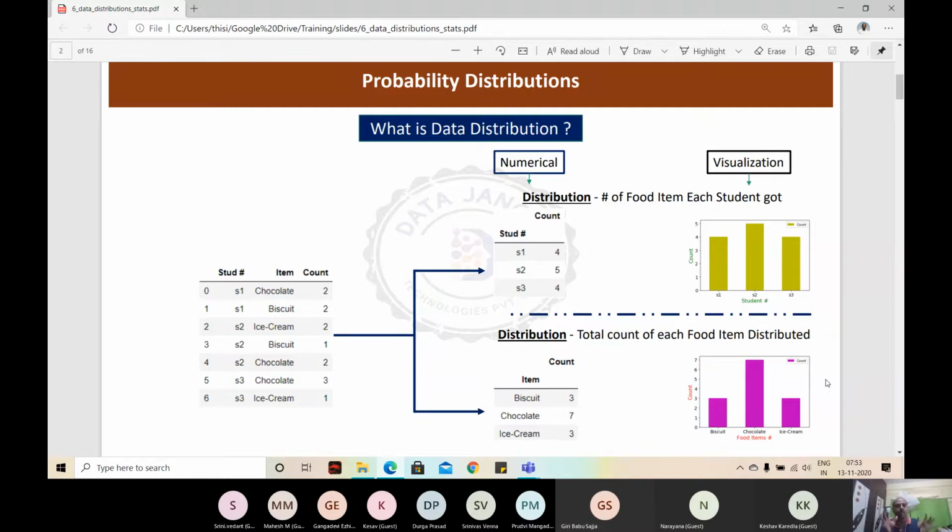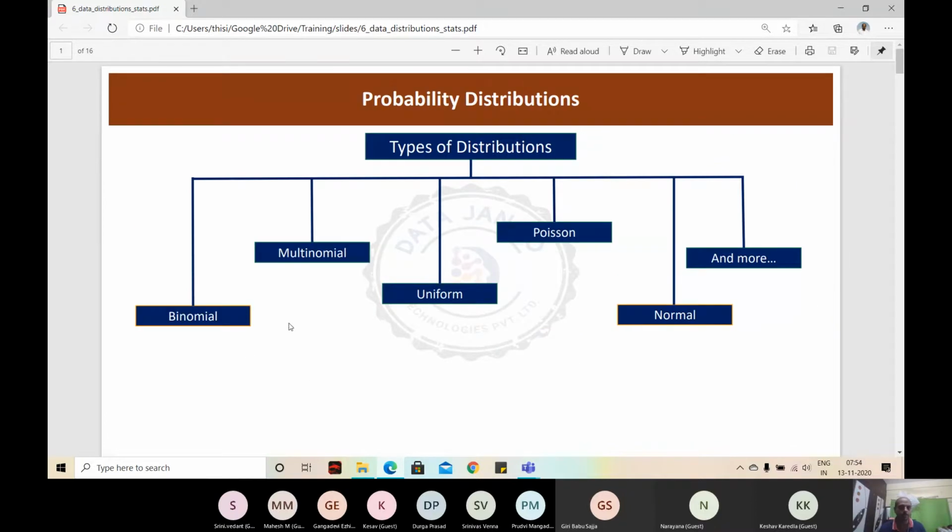So we are trying to understand how to understand data. To understand data, we need some scale or some ideal distributions with which we'll compare. These are the ideal distributions: binomial, multinomial, uniform, Poisson. They call it Poisson. I don't know why. English is a little weird language.